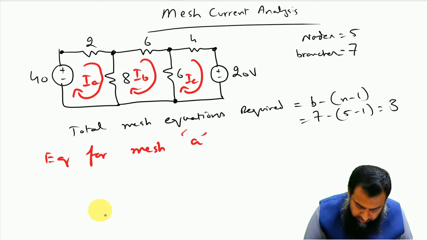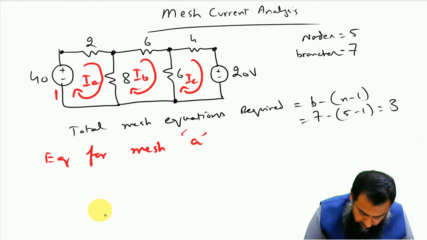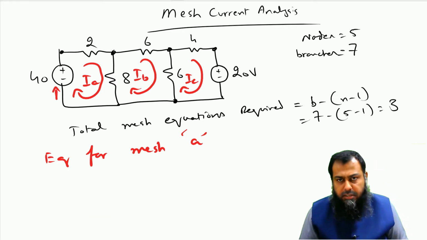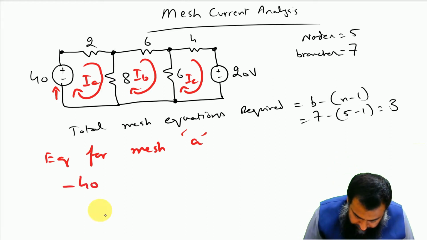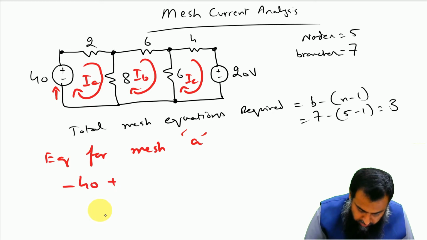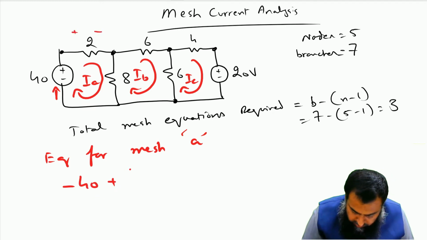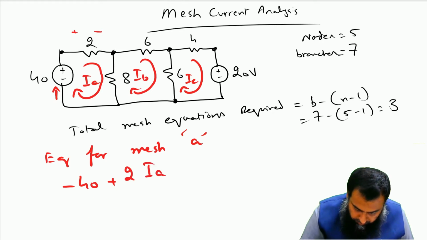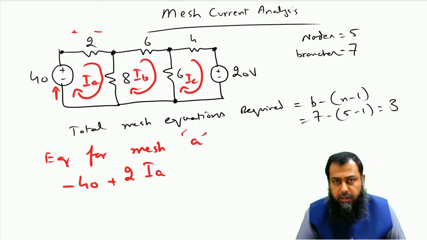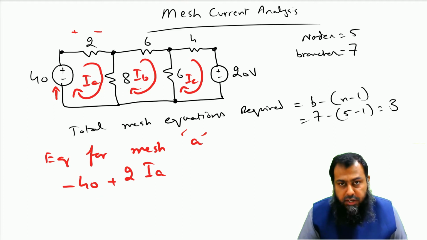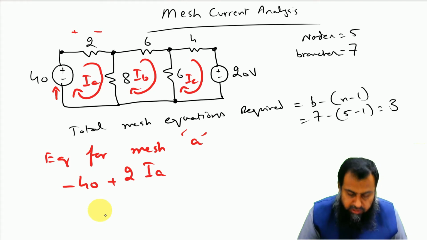gives us, if you see that this current IA is entering the negative terminal of this 40 volt source, and hence using the passive sign convention we shall consider it a voltage rise. So we have minus 40 plus the drop across this 2 ohm resistance, so 2 times IA, and then we have a drop across this 8 ohm resistance. Now if you carefully look at this particular circuit, there are 2 mesh currents associated with this resistance. One is this IA and the second one is this IB.